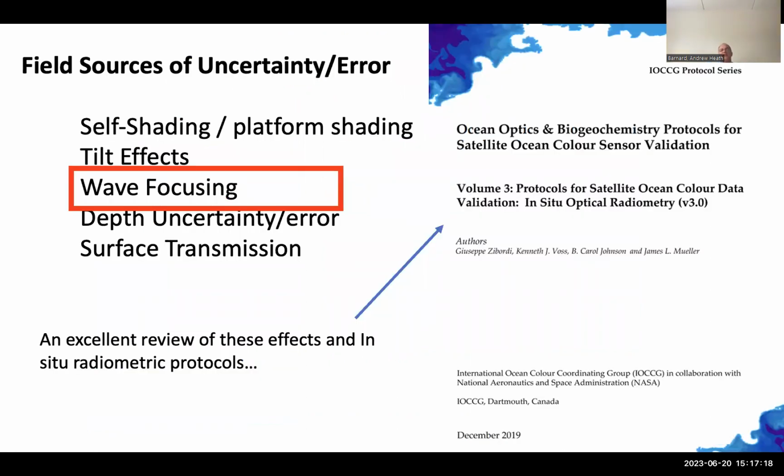Now, we talked about some of the field methodologies, what there are, and some of the uncertainties. We just talked a little bit about those in the last figures. There's self-shading and platform shading, making sure your sensor is never in the shade of a system or a measurement. There are tilt effects: a lot of these profiling systems tilt, as well as mounting those heads on the decks, and those can affect the signal as well. There's another effect, wave focusing, and I'm going to focus on that in the next few slides.